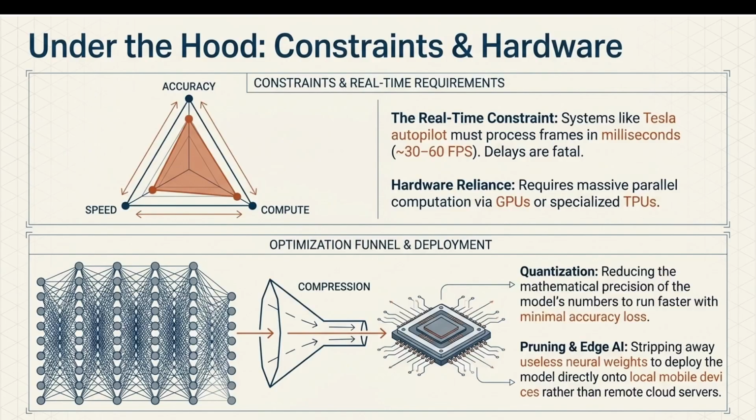Under the hood, constraints and hardware. The real-time constraint. Systems like Tesla Autopilot must process frames in milliseconds. The delays are fatal because this is a real-world scenario where the processing should be real-time, right? So there shouldn't be any delays, so that there won't be any accidents. This is one of the core aspects which should be met for the self-driving car to work properly. Hardware resilience.